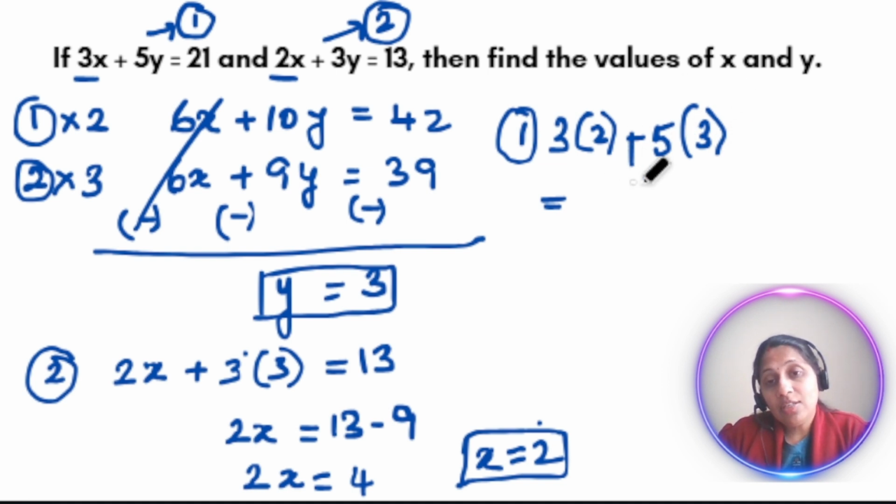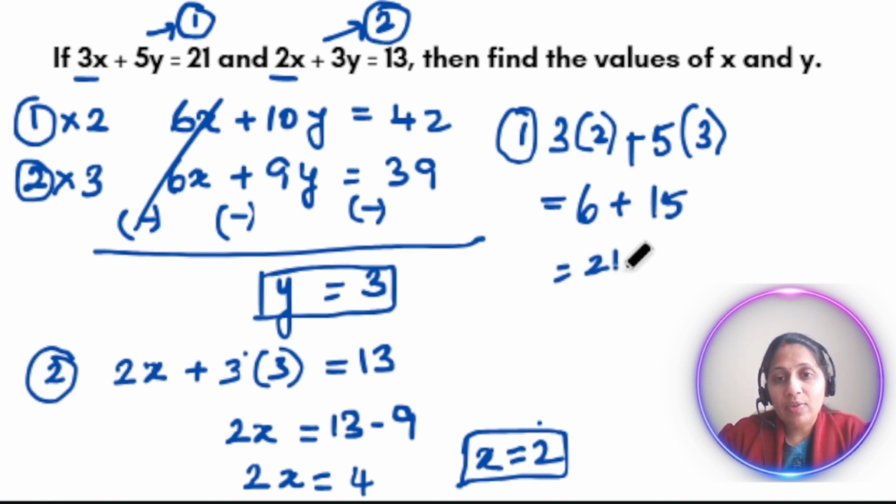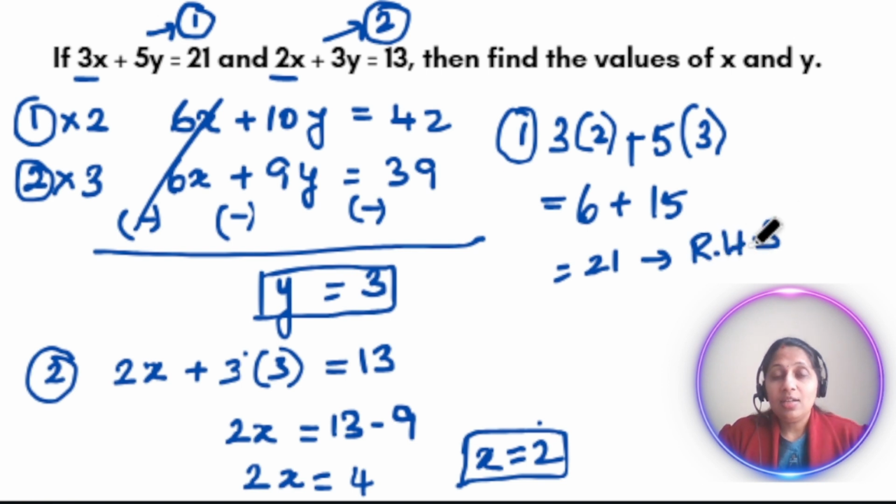I have to check whether it is giving me 21. So 6 plus 15, which gives me 21, which is nothing but my RHS. So both the sides are same. So my answer is right. Hope you are clear with the cancellation method.